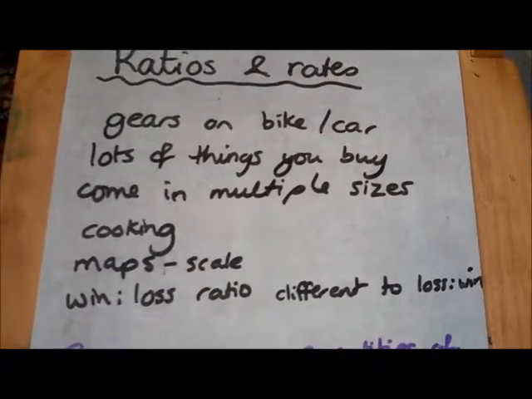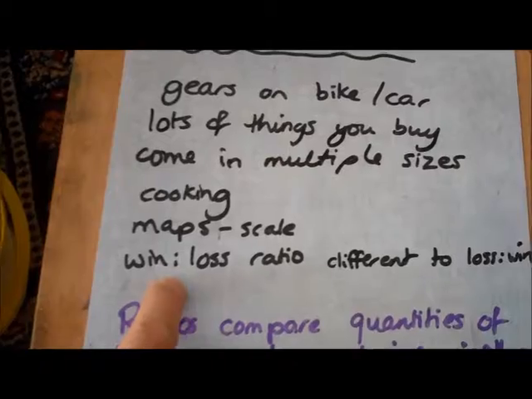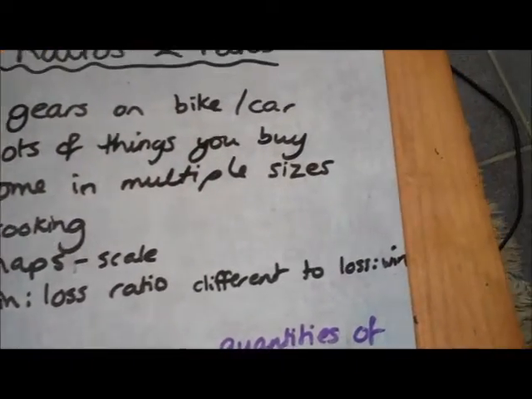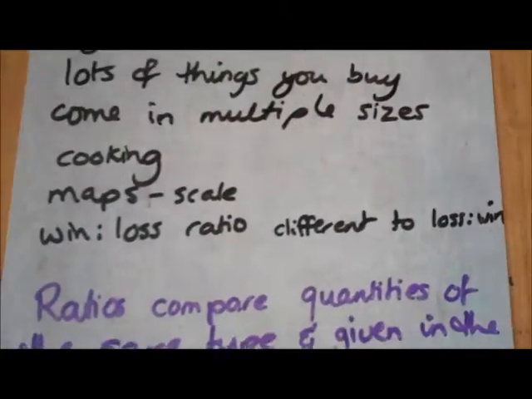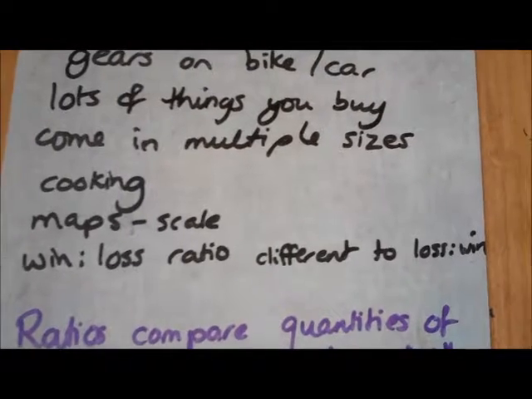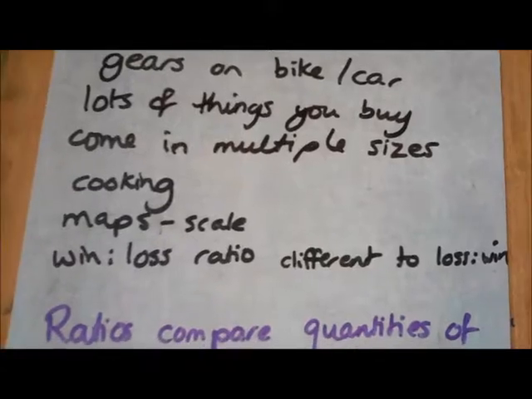So when we write it with a little dot in between, this is win to loss ratio, and that's actually different to the loss to win ratio. They're the opposite way around. So whichever way you write it, the numbers have to go according to the way you've written it in the order. So order is really important.